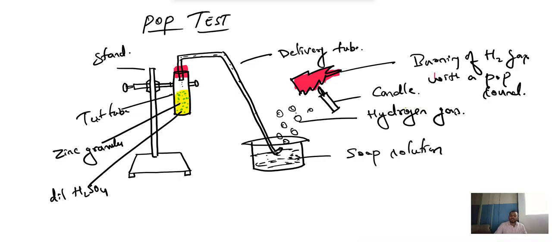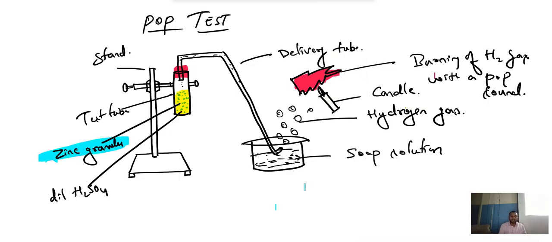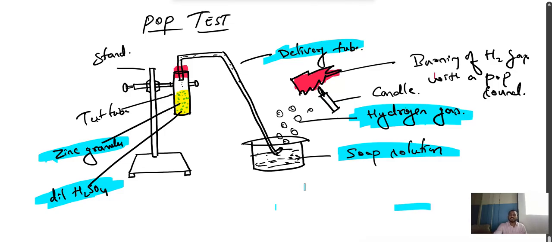Now what are the things they may ask you to name? Please make a note. They may ask you to name or identify zinc granules, dilute sulfuric acid, delivery tube, soap solution, hydrogen gas. Only these are the namings which you can expect to label in the given diagram. Any doubts with this diagram? No. Very good. Next diagram.